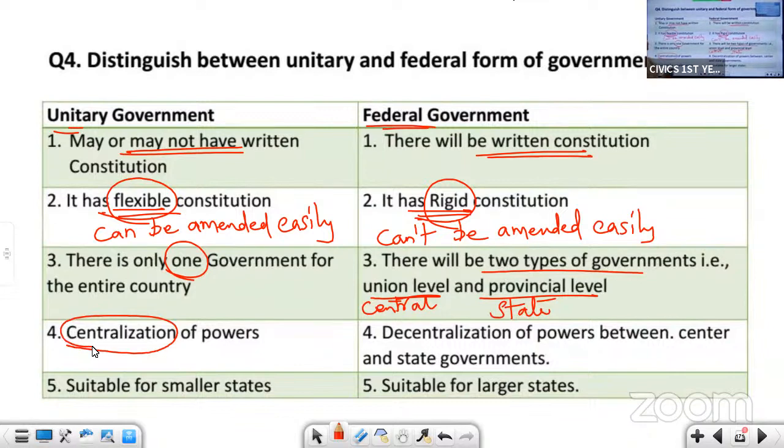Okay, so there is centralization of powers, and in federal form of government, there is decentralization of powers. Unitary government is suitable for the small countries, and federal government is suitable for the large countries. Okay, I hope I'm clear with this.